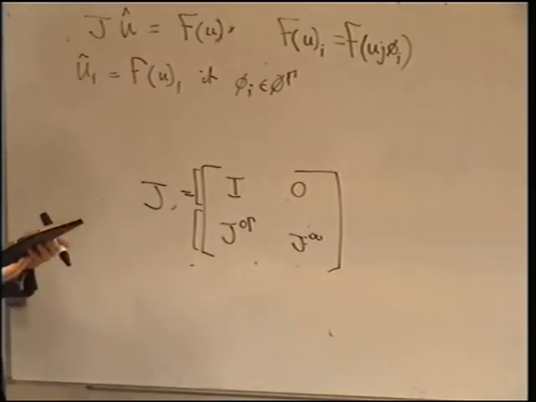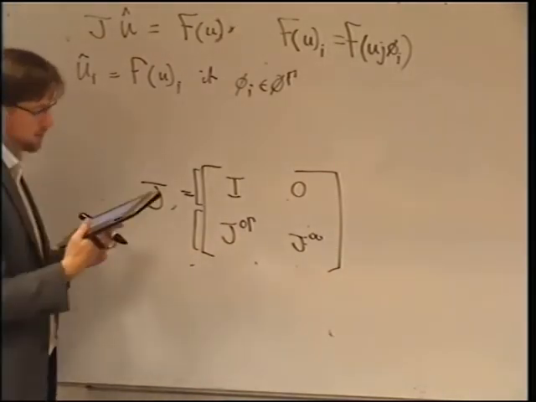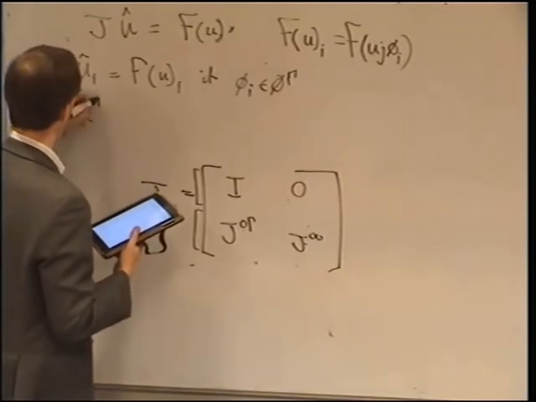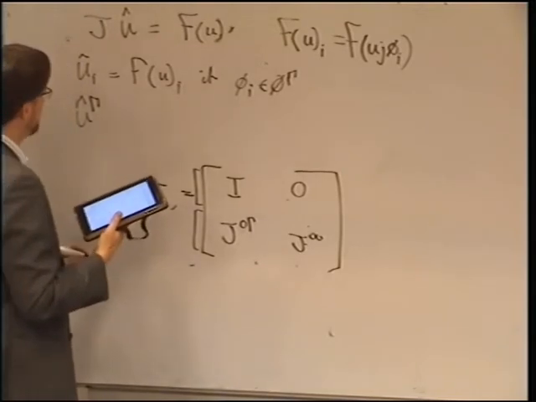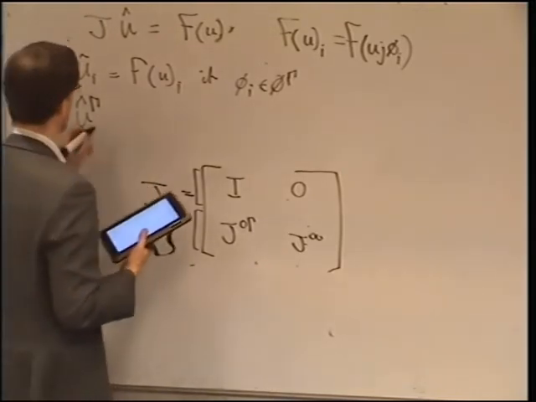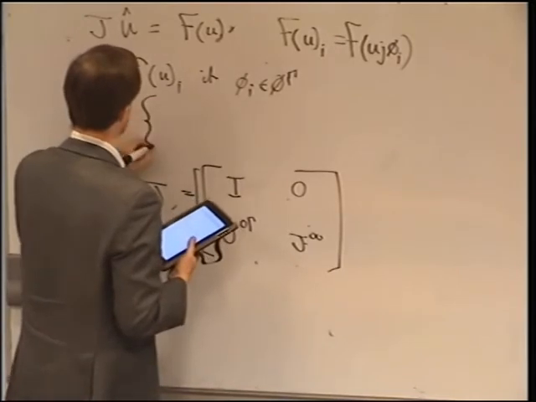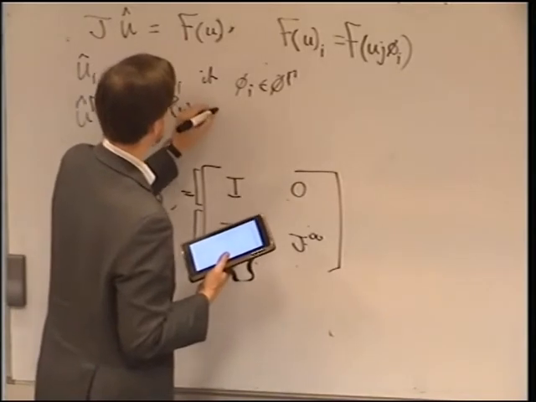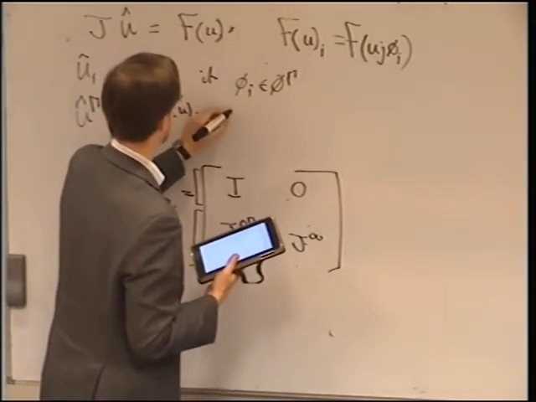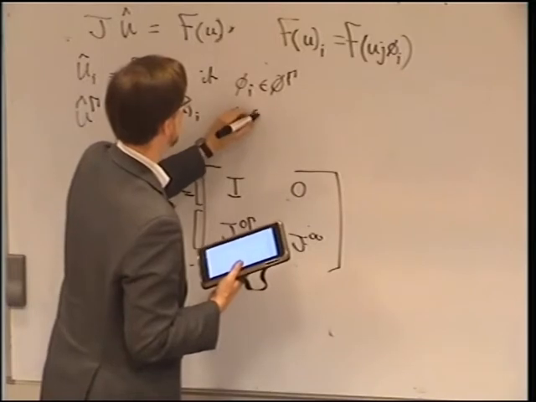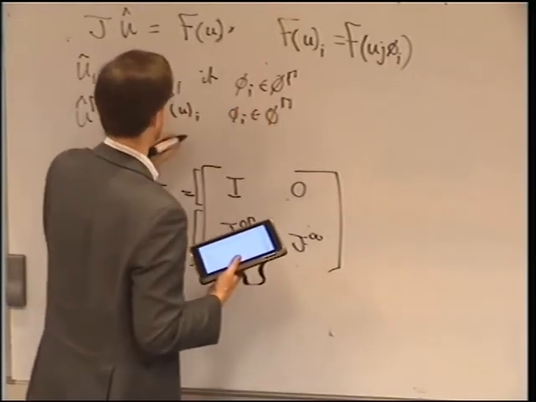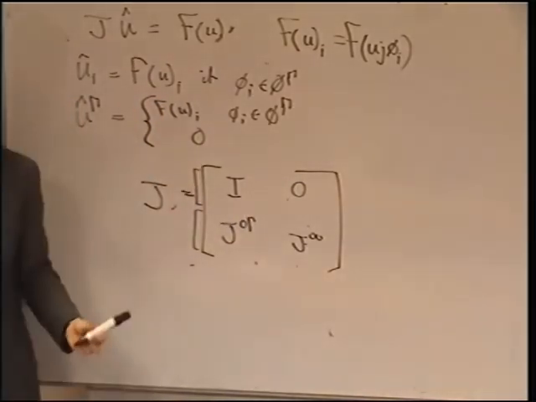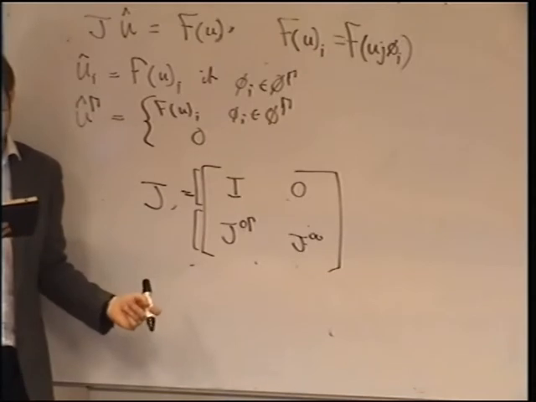So what I'm going to define, in order to make myself able to write this, is u hat gamma. I'm going to define u hat gamma to be the vector which is f u I for phi I in phi gamma, and 0 otherwise. So it's the part of the solution that I know already because of the structure of the matrix.